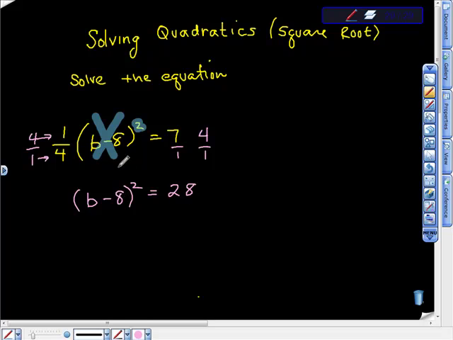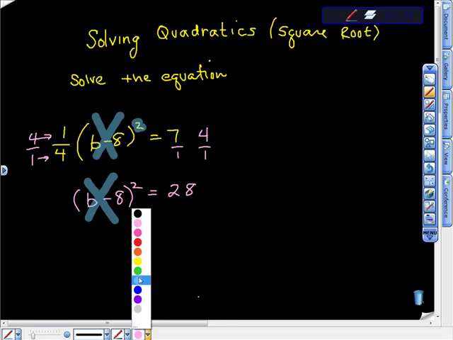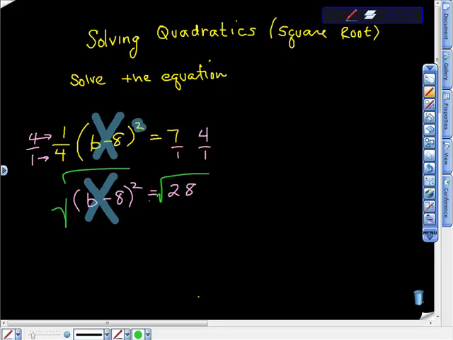Now you can look at this thing, again, looking at it as if what you had was this. Now look at this as if you still had this x squared here. And I think most of you guys, when you think about that, you realize what you would do here is take the square root of both sides, wouldn't you? You take the square root of this. Well, the square root of b minus 8 quantity squared is just b minus 8, isn't it? And the other side is the square root of 28.